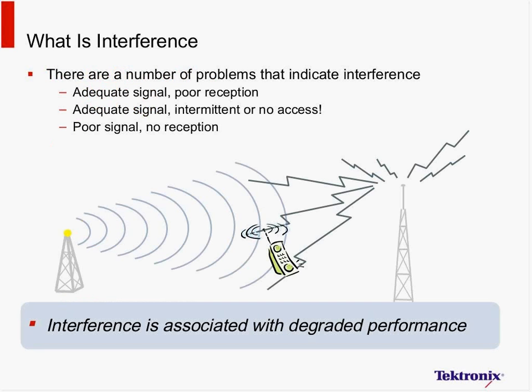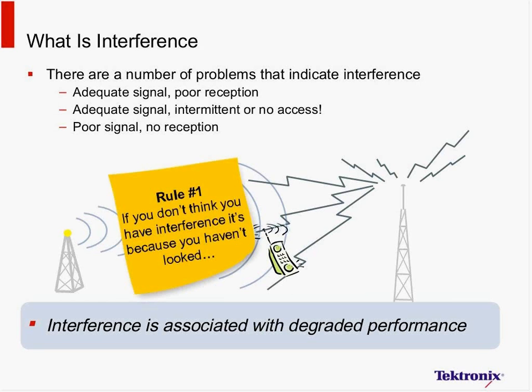What is interference? Essentially, interference is associated with degraded performance, some signal that's impacting our system. Is it a coverage issue? Is it a reception issue? Is it an access issue? All of these things indicate interference. The first golden rule of interference is that if you think you don't have it, it's because you just haven't looked.